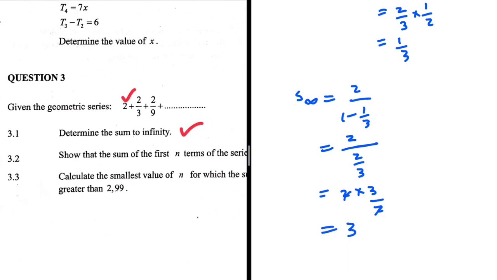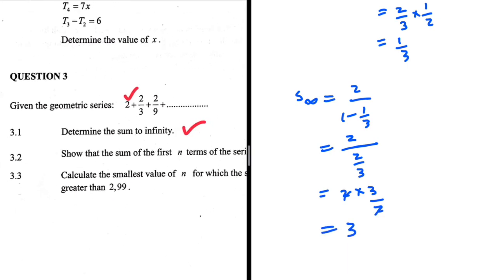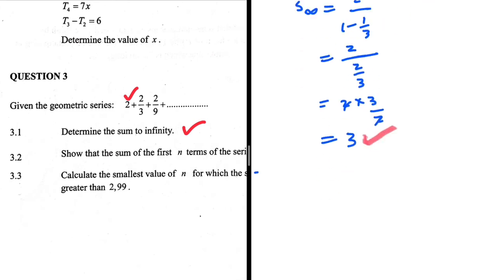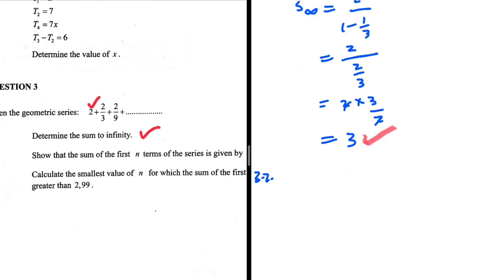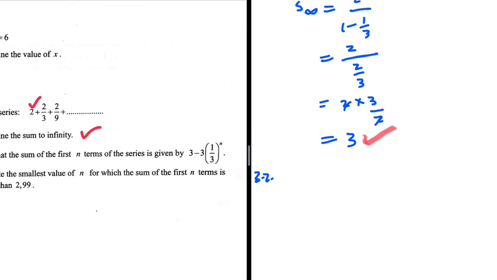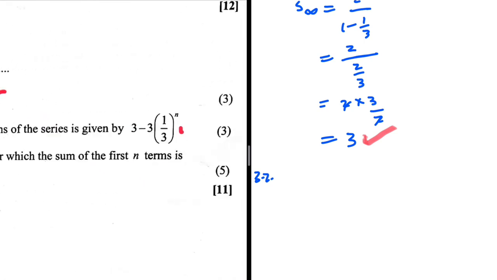That is 3.1. The value of a is given to us. We just had to determine r and substitute in the formula and get the sum to infinity, which is equal to 3. What about 3.2? Show that the sum of the first n terms of the series is given by this expression. Well, we will see how we can get there.